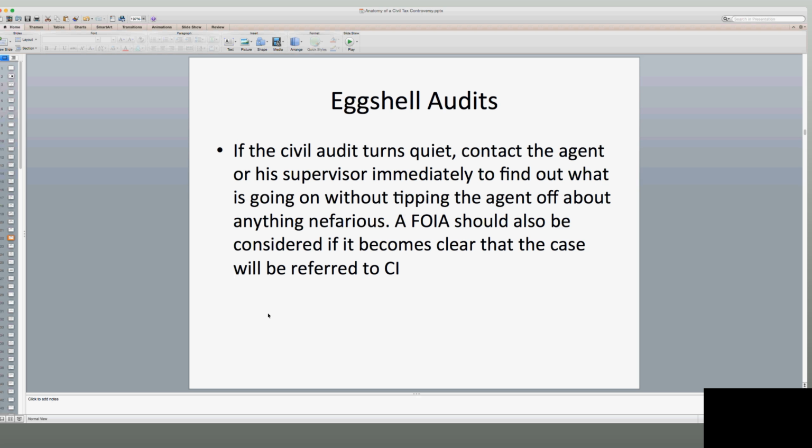Now, what happens if the civil audit turns quiet? Well, a lot of people begin to panic right away, but it could mean a lot of different things. What I suggest is just pick up the telephone and contact the agent or the supervisor to find out what's going on without sounding like a nervous Nelly or, God forbid, tipping the agent off about anything nefarious. Understand this. At the end of the day, they're human beings like we are too, and the personal touch really goes a long way.